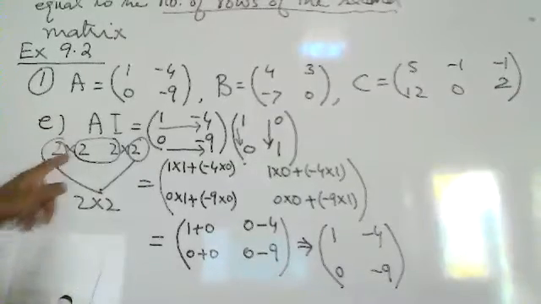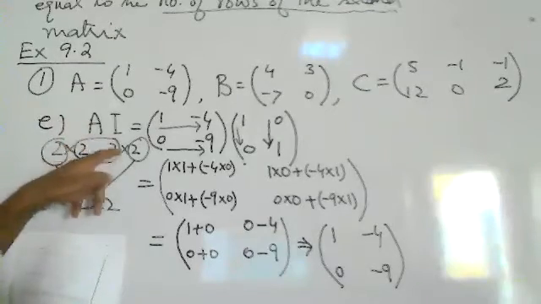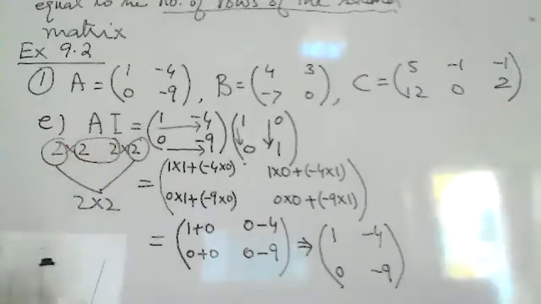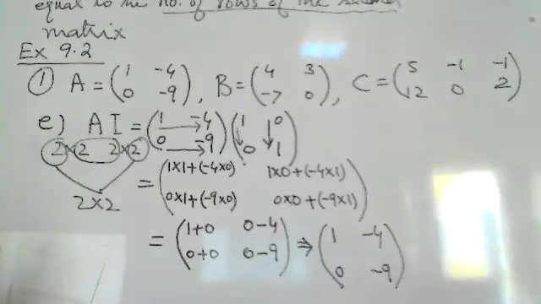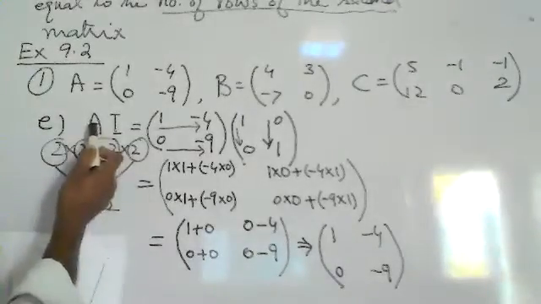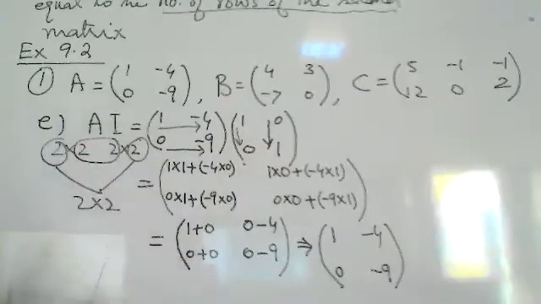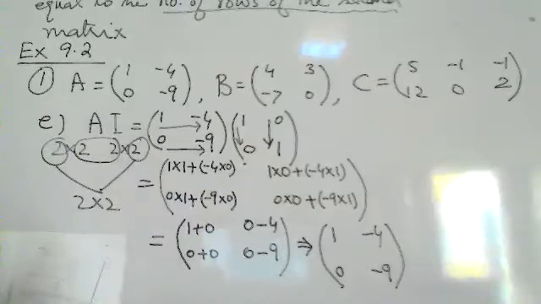First we write the size of A, size of B, then we check the middle number. If they are equal, they can be multiplied. Okay, they are equal, we multiply them. If they can be multiplied, we write matrix A, then matrix B. This is the first, this is the second. This is called matrix multiplication.